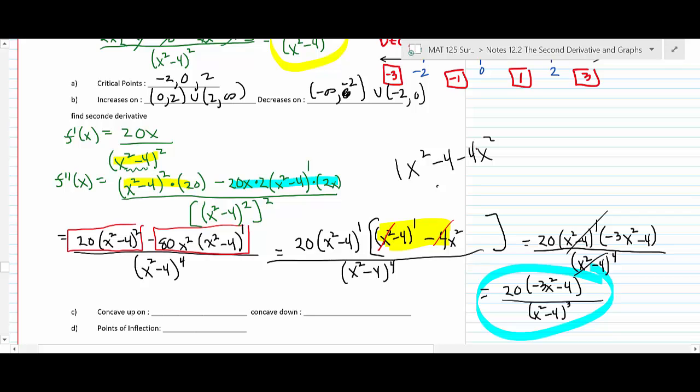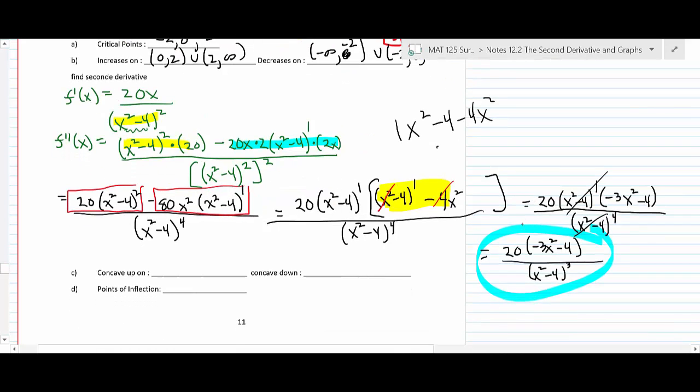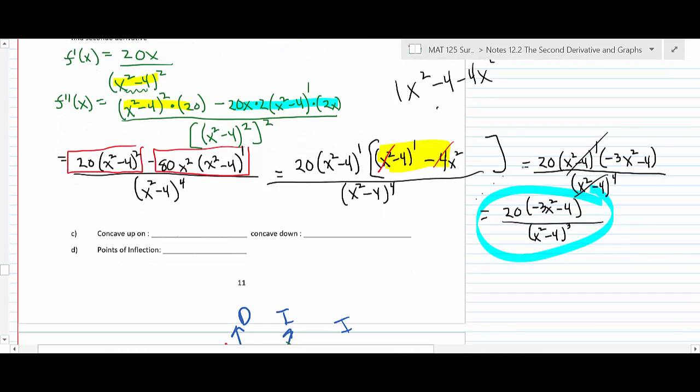All right, now here's what we're going to do to finish this up. You're going to take this second derivative and set it equal to 0. Now, again, this is a rational function. If you're going to solve this equation, all you would do is multiply by what you're trying to get rid of, right? So you would have the numerator equal 0. And then this is actually easy to solve. So what you'd want to solve is 20 times negative 3x squared minus 4 equals 0. Then you can solve that equation.